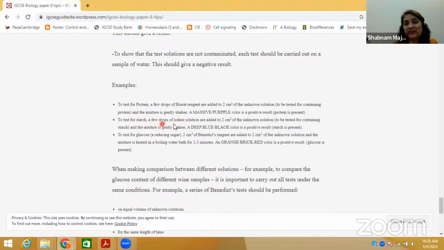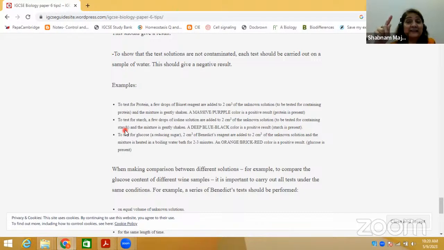To test for starch, a few drops of iodine, you know, potassium iodide is present in the solution. It actually binds with whatever you are testing for starch. Add it to 2 cm³ of the unknown solution to be tested, which contains starch. Suppose you are doing the starch test, you have taken a potato or a starch solution or whatsoever, it will turn blue black.